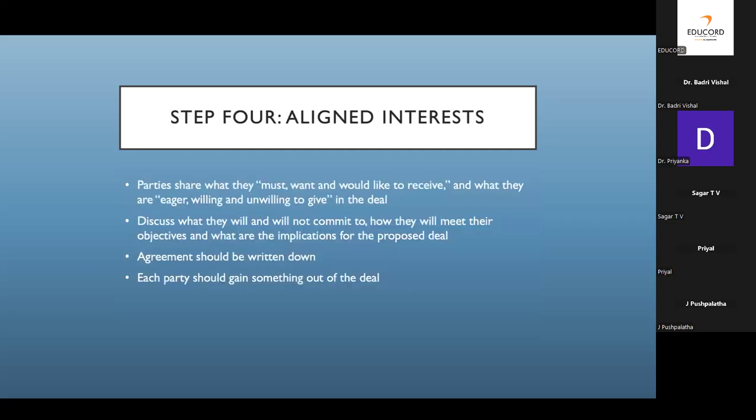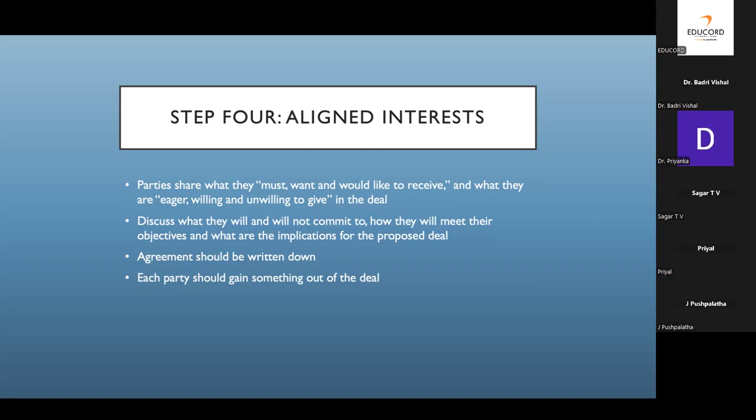Okay, aligned interest. Parties share what they must want and would like to receive and what they are eager, willing and unwilling to give in the deal. So what is the give and take that everyone wants? A negotiation can be made based on all these enlarged interest, enlightened interest and aligned interest. A common ground can be reached and the parties will make this particular deal. Discuss what they will and will not commit to do, how they will meet their objectives, and what the implications of the proposed deal are.